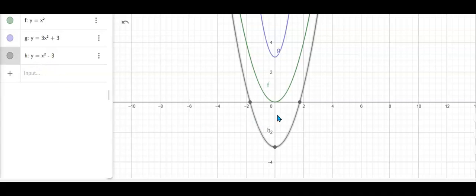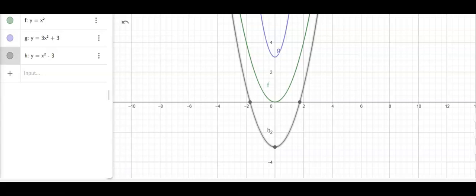The green one I just graphed is the parent function y equals x squared minus 3. As we have discussed earlier, if it's minus 3, a vertical translation happened. The graph is going to go down 3 steps. And the new vertex is 0, -3.